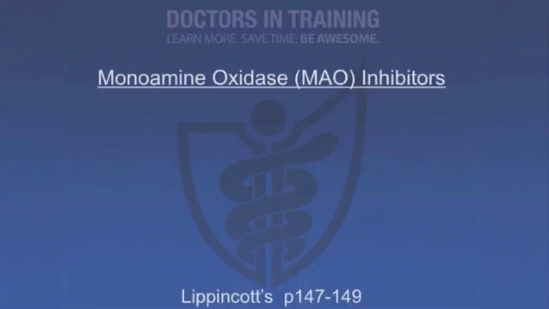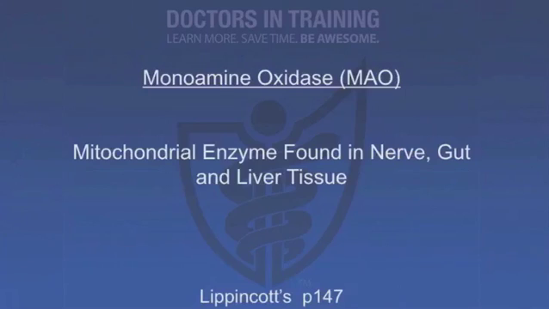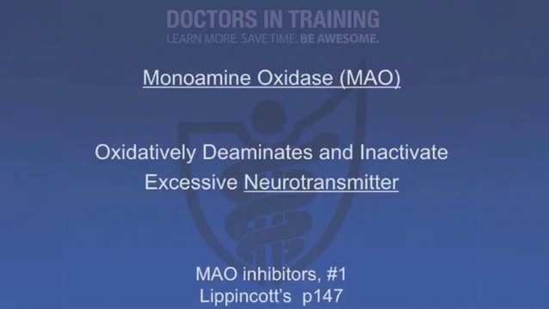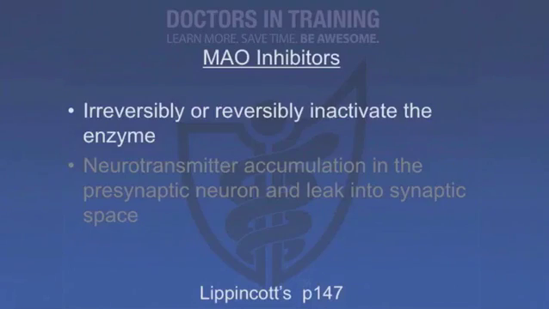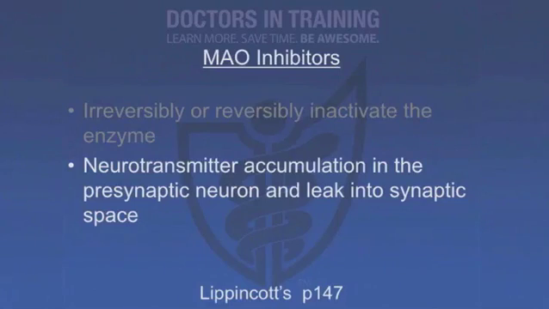Let's next learn about monoamine oxidase inhibitors. Monoamine oxidase is a mitochondrial enzyme found in nerve and other tissues, like your gut and your liver. In the neuron, MAO functions as a safety valve, so it's going to oxidatively deaminate and inactivate any excess neurotransmitter that may leak out of the synaptic vesicles when the neuron is at rest. MAOIs may irreversibly or reversibly inactivate the enzyme, permitting neurotransmitter molecules to escape degradation. Therefore, they accumulate within the presynaptic neuron and leak into the synaptic space. It's believed to cause activation of norepinephrine and serotonin receptors, and it may be responsible for indirect antidepressant action.